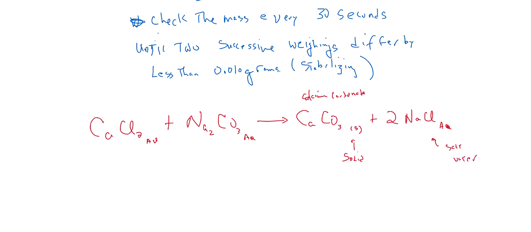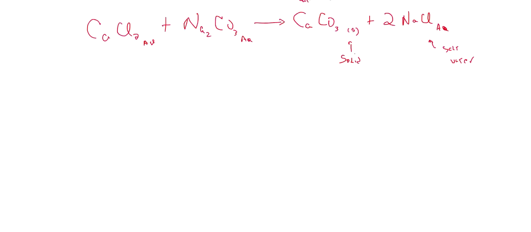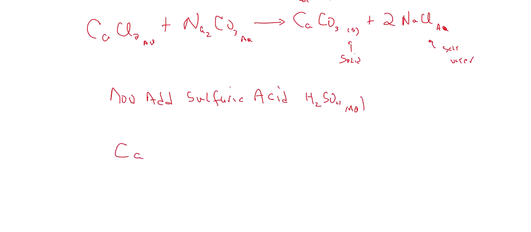Okay? And then when we now add the sulfuric acid. Remember the sulfuric acid is H2SO4. Again, that's aqueous. I don't want to forget the aqueous. Okay, so that reacts with the calcium carbonate, CaCO3. That's the solid precipitate, plus the sulfuric acid, H2SO4 aqueous.